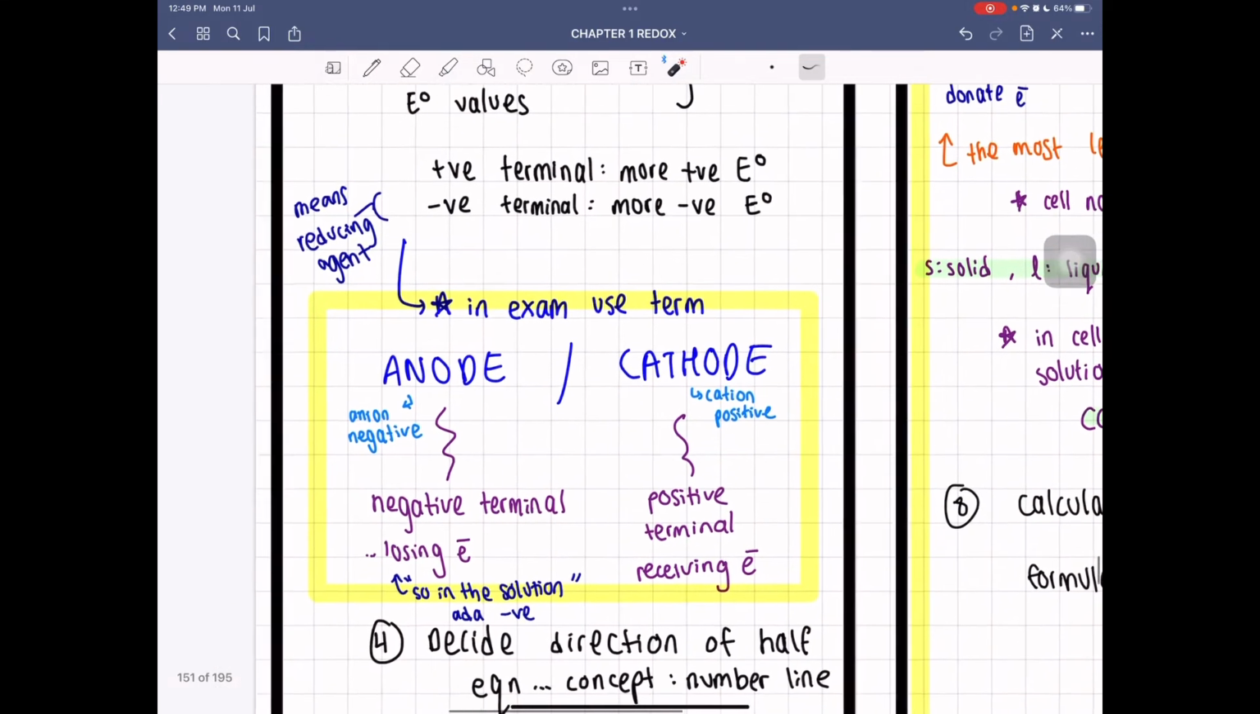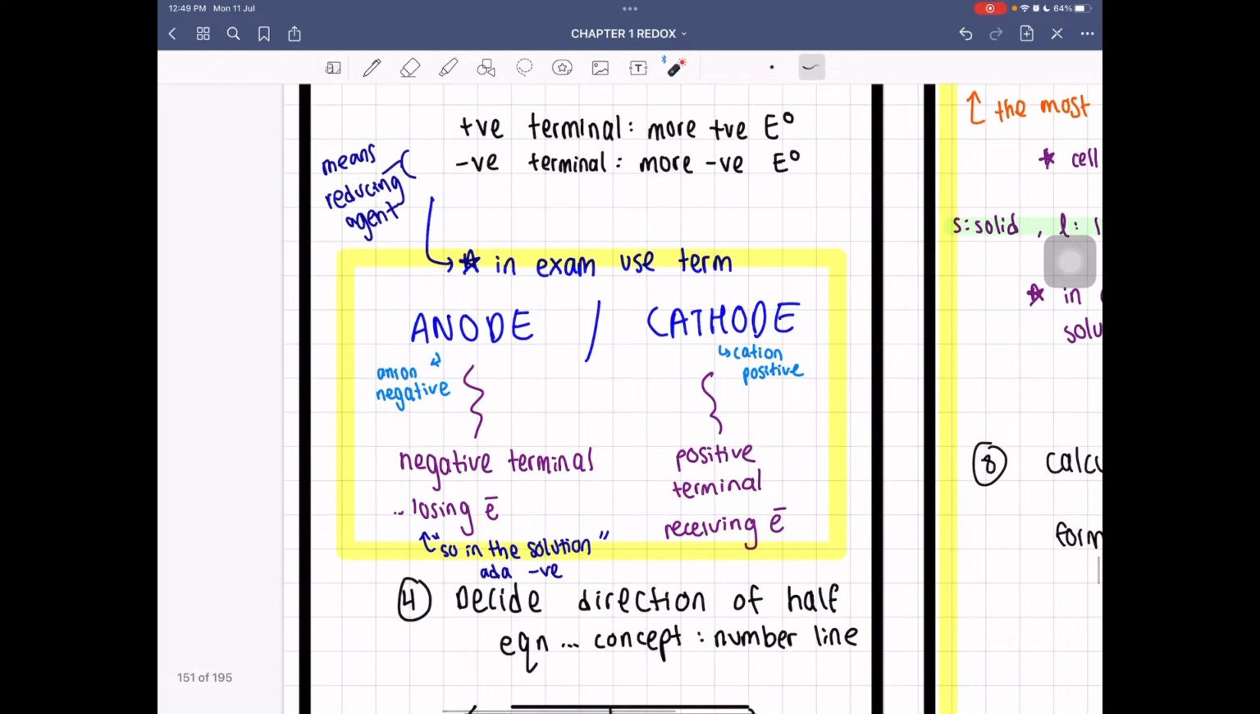Okay, so in exam, we use the terms anode and cathode. Now the anode in a voltaic cell is the negative terminal, and it's the part that is losing electrons, whereas the cathode is the positive terminal, which is receiving electrons. And from a common sense perspective, if it's a negative terminal, it cannot attract electrons, because electrons are also negative, right? So negative and negative will repel one another, so it's losing electrons. Whereas the positive terminal will attract the electrons, so it's receiving electrons.